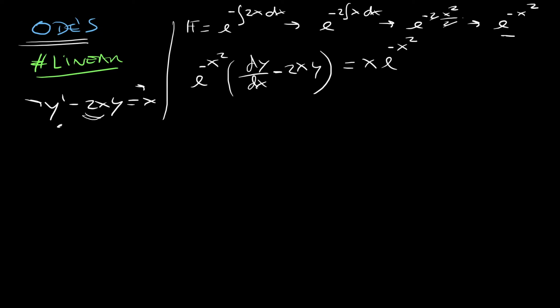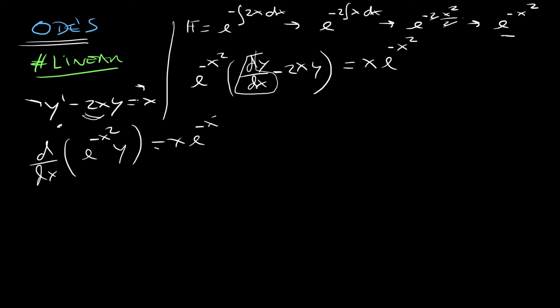Okay, so now here's what we do. We are going to use this one here. So this is how this works. This is d/dx. Now we have this element that comes inside, so e to the minus x squared, and you are missing the y, so the y is multiplying.